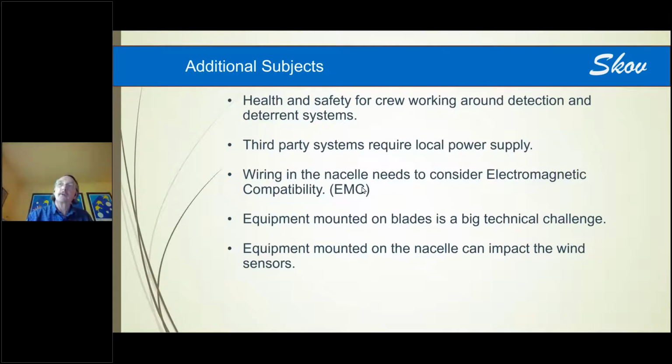Wiring and electrical compatibility is a concern. Equipment mounted on the blades is a big technical concern. And equipment mounted on the nacelle is a concern because it could potentially impact the wind speed reading that we already have some uncertainty on because it sits behind the rotor. And of course, the control stability, as I mentioned before, with the frequent start and stop is a concern. And that's the last slide for me.